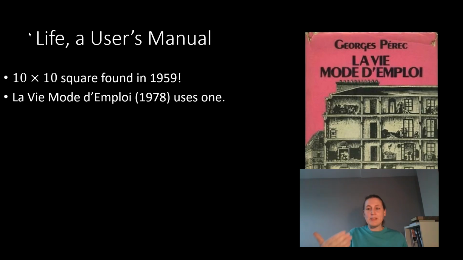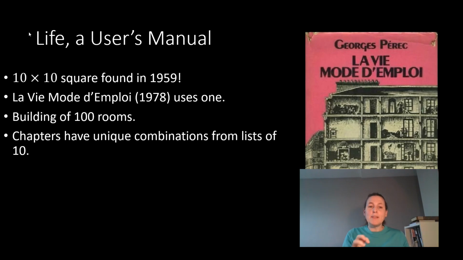The action takes place in this building, which has 10 stories, and each one has 10 rooms or apartments on each level. So you've got this 10 by 10 building, and the chapters each have unique combinations from lists of 10 things. So there's lots of lists. It could be different types of fabric or all sorts of things, but there are lists of 10 things, and chapters will have unique combinations based on orthogonal Latin squares.